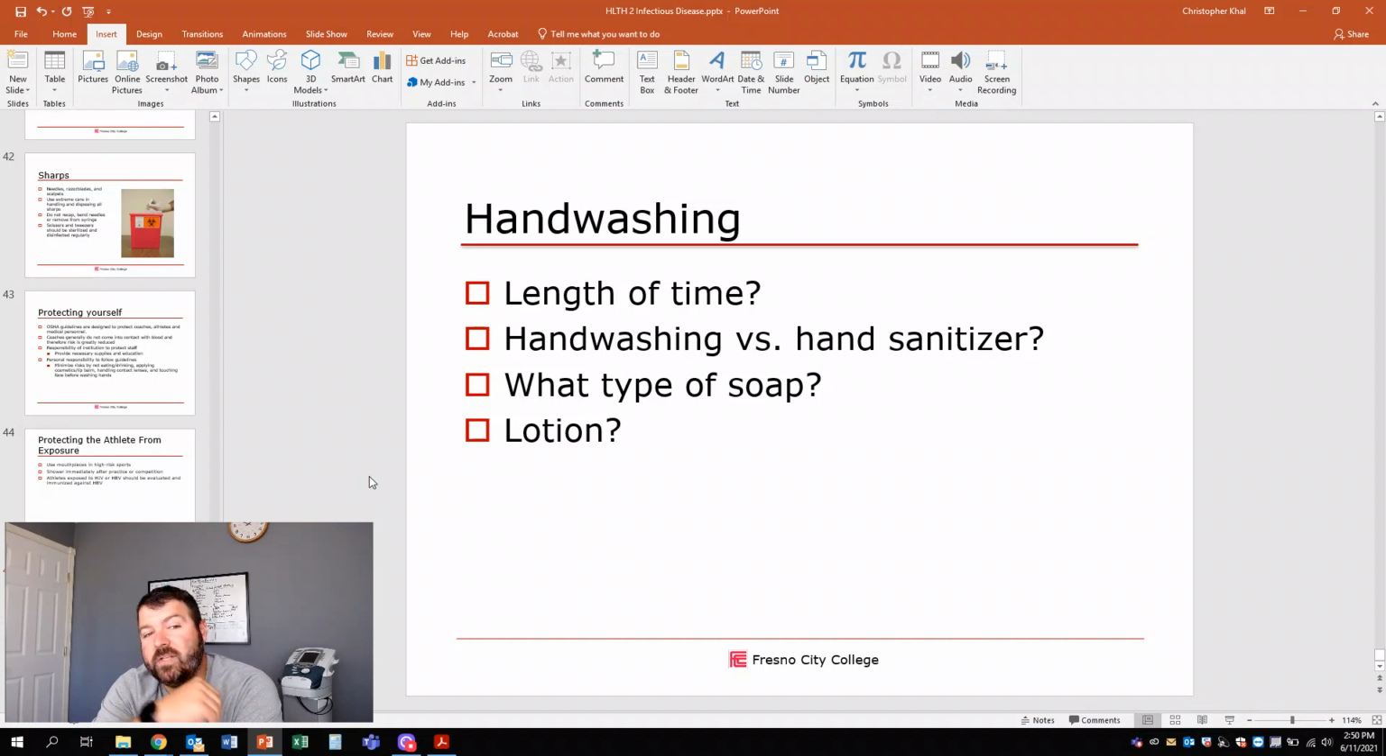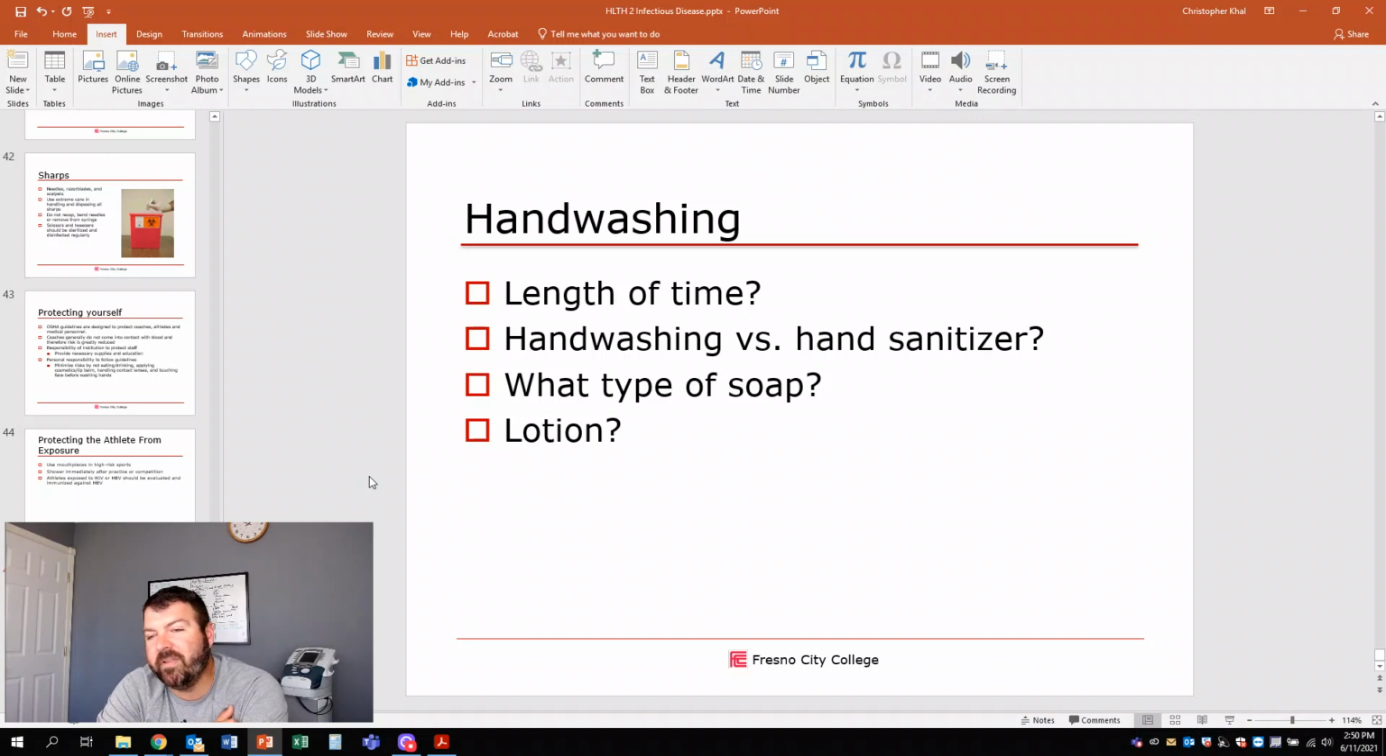So you always want to clean before you disinfect. I clean my hands and then I disinfect them with hand sanitizer. Hand sanitizer should never replace hand washing. In an emergency, it can work, but it should never replace it.